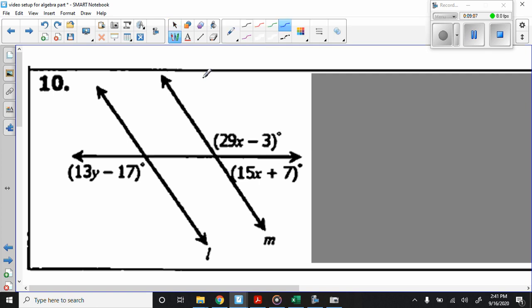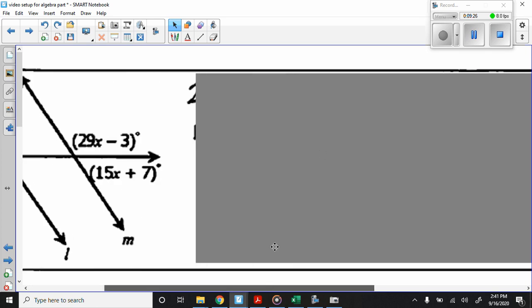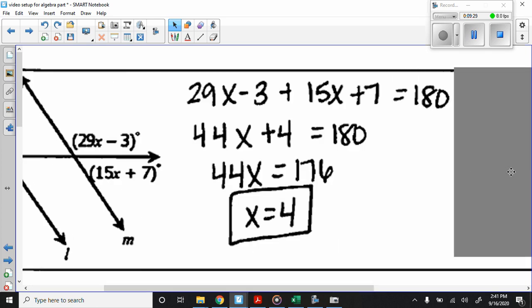Well, these 2 are a supplementary linear pair. They add up to 180, and that's how I got x. I hope you saw that. This one's kind of easier to see. The y is nowhere near them. I'm not going to even think about that y. So I made this a supplementary pair and added them up to 180.